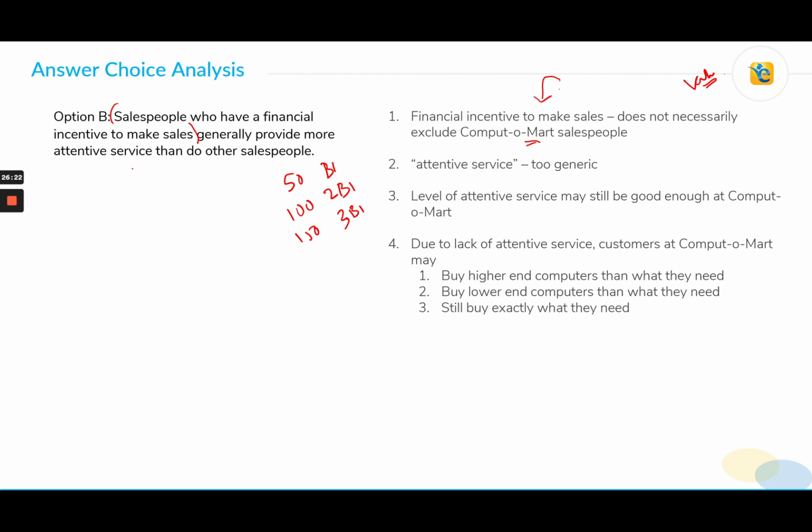So the argument only tells us that Comput-o-mart salespeople do not have any value-based financial incentive to make sales, but they could have an incentive that's based on the number of units they sell. They could sell the cheapest units, but there could be this bonus component that they could avail. So fundamentally, what is the implication? The first assumption that you made, that other salespeople here should refer to Comput-o-mart salespeople, is actually incorrect. You cannot assume that, because for all you know, Comput-o-mart salespeople also have a financial incentive to make sales. That's the first problem. The second problem, the word attentive service is way too generic. It's open to all kinds of interpretation.